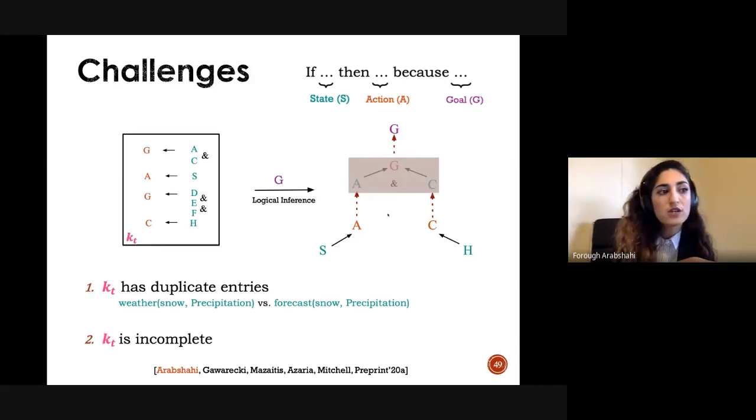The second challenge is that we can't assume we can represent the entire world knowledge in this small KT background knowledge. So KT is bound to be incomplete. So how can we address these?